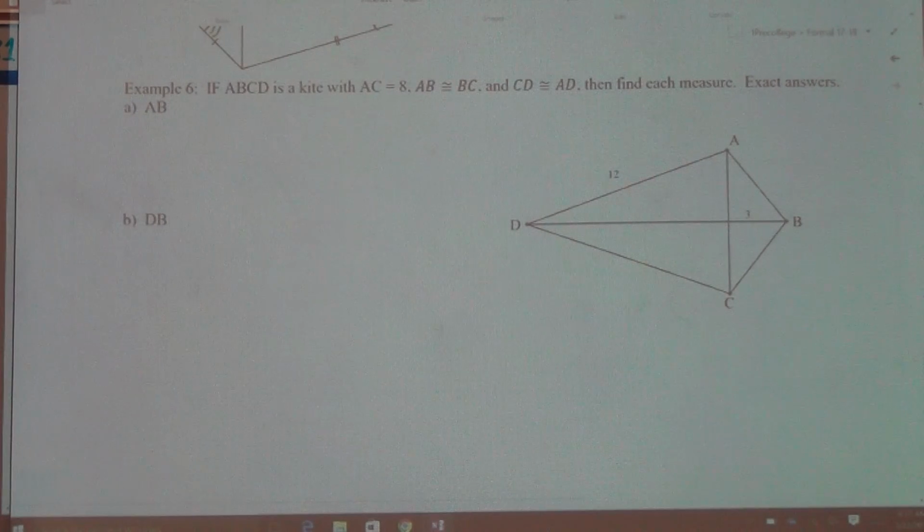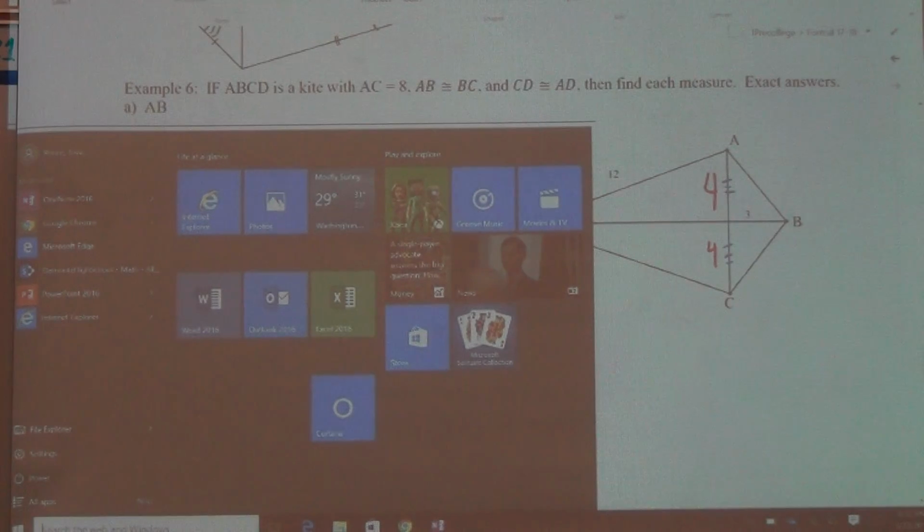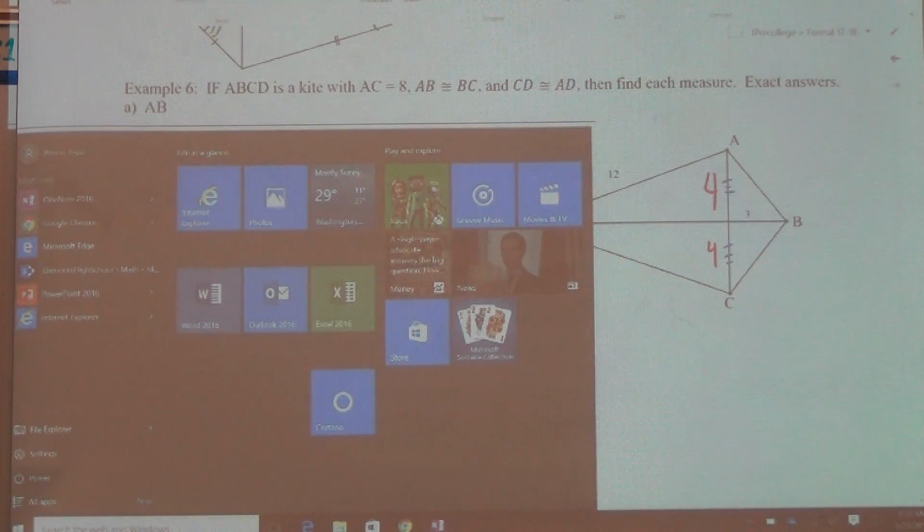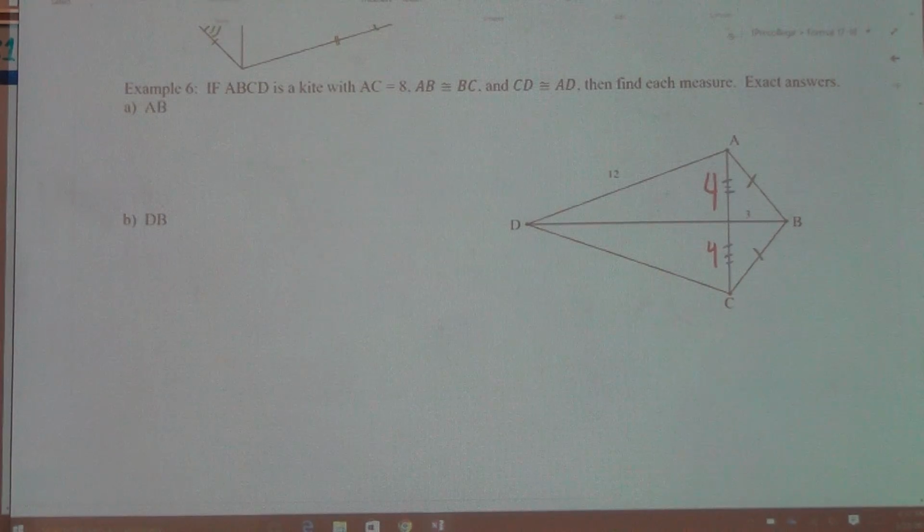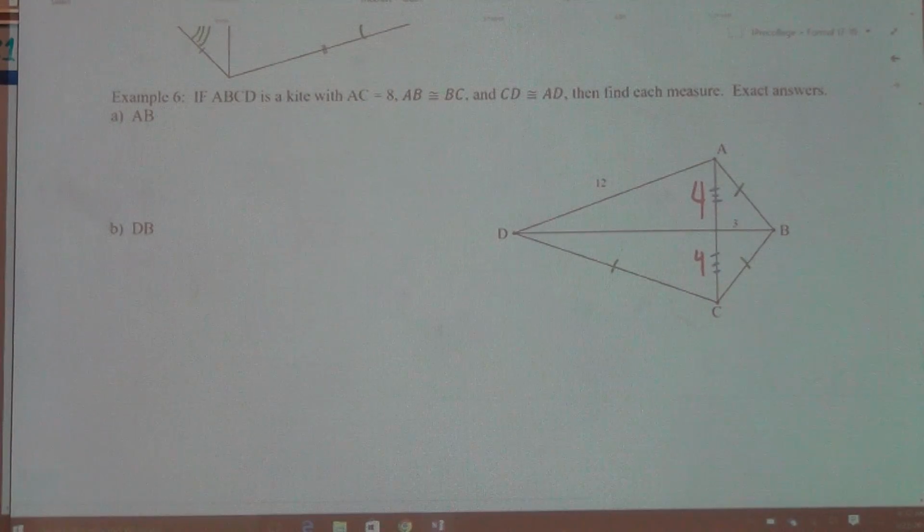If kite ABCD has all these lengths, what can we do with it? Let's say AC is 8, well, that's going to make each of these 4. These will be the ones that are bisected. And then we're also given that AB is the same as BC. And we're also given that CD is the same as AE. And we're going to try to find exact measures for everything.